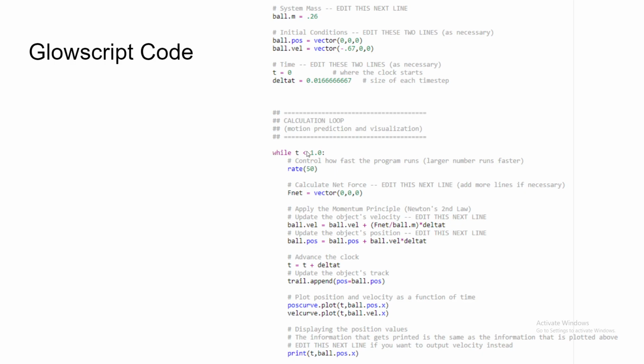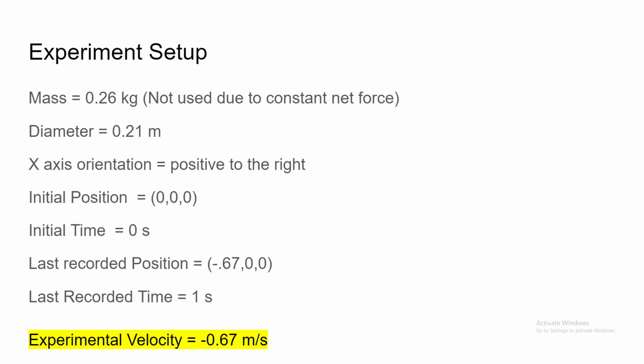I used a while loop, and the force net is the 0 vector. I input the velocity update and position update formulas from earlier, and that's the Python code for that. The experiment setup, I actually explained all of this in the GlowScript code, but if you need to, you can pause the video and see more about it.